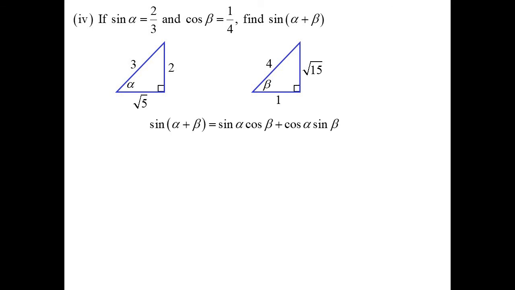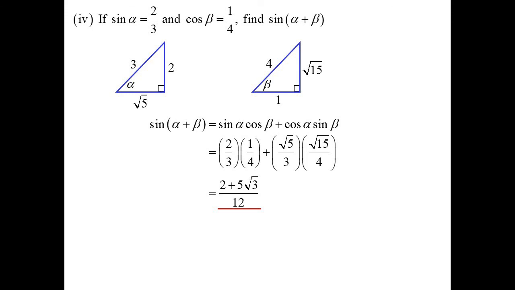If sine alpha is 2/3 and cos beta is 1/4, find the sine of alpha plus beta. I don't need to find the angles to do this, because I can just draw up a triangle for each of those ratios. So there's the alpha triangle, other side would be root 5. There's the beta triangle, other side will be root 15. And then I know sine is sine, cos, cos, sine. If it's a sine, it's a sine. I just read off the triangles, sub in, and there's our answer: 2 plus 5 root 3 on 12.